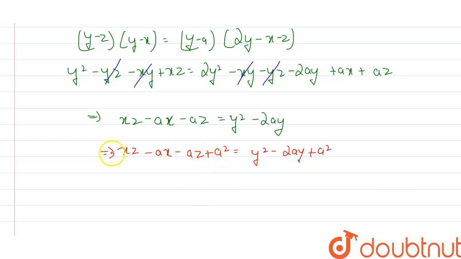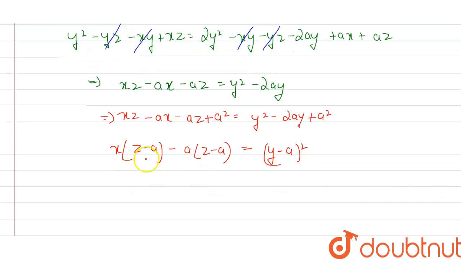Now let's do one thing. Let's take x common from these two terms, so this will become z minus a. And if I take a common, minus taking a common, this will be z minus a here I have. You can notice one thing: a square minus 2ab plus b square is the expansion for a minus b whole square. Also I can write here y minus a whole square.